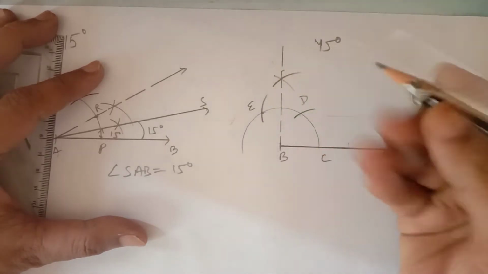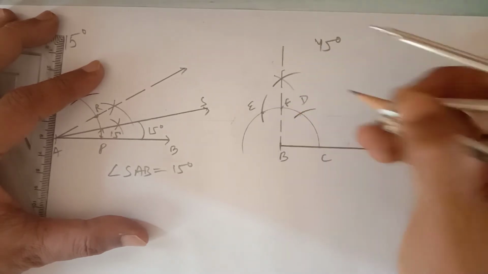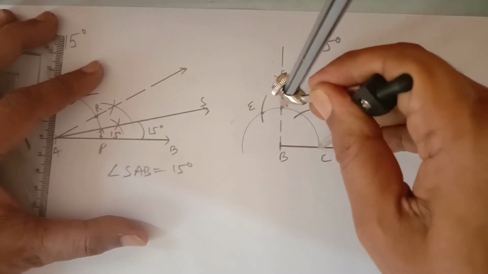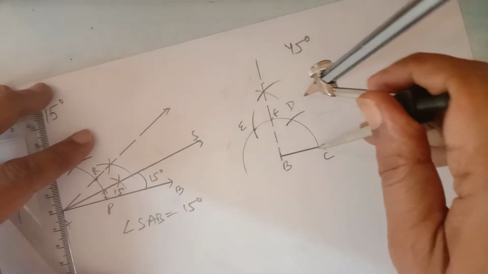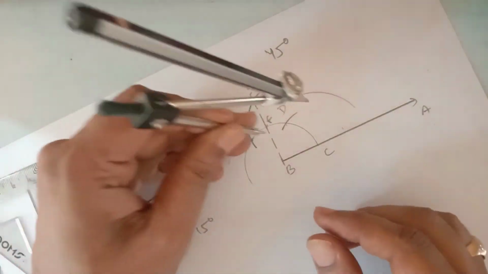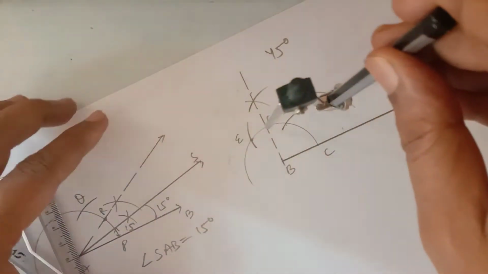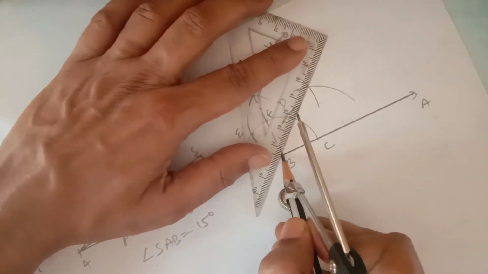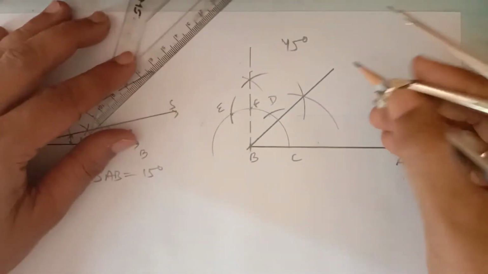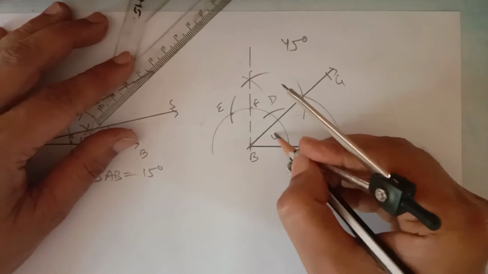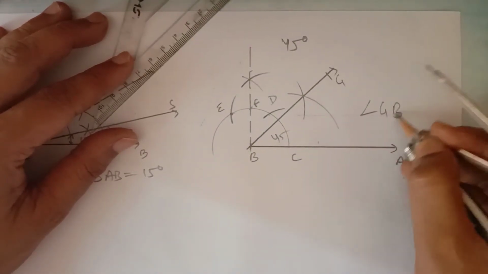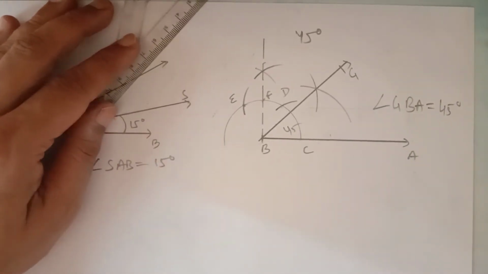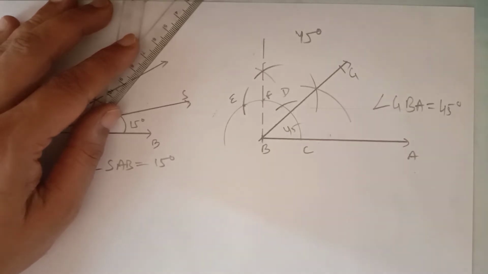Let us call this point F. With C and F as centers and a radius more than half of CF, you bisect this angle. Bisect this, and the angle you will get, let us call it G, will be 45. So angle GBA is equal to 45 degrees. This is how you draw the 45 degree angle by using only compass and scale.